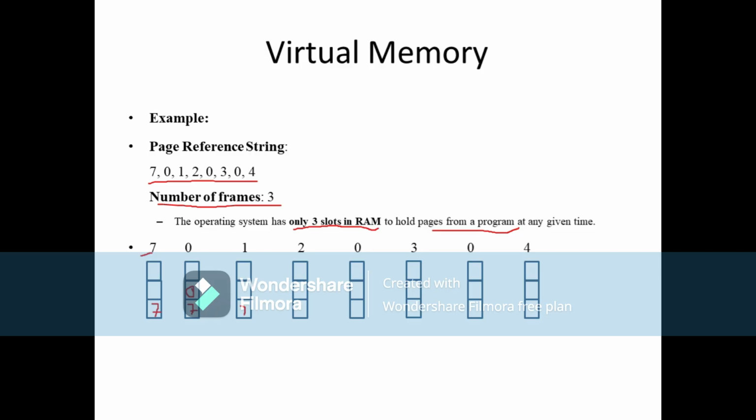Then there is a reference to page number 1. If you see the frames, there is page number 7 and page number 0, and there is a page fault for page number 1 because page number 1 is not there in the RAM. So let's bring page number 1. Now the next page demanded is page number 2. But we already have 7, 0 and 1, so there is no free frame to load page number 2. There is a page fault because page number 2 is not there in the frame.